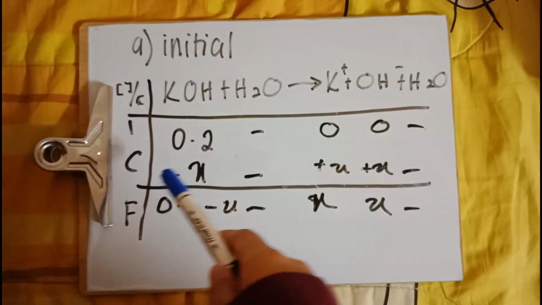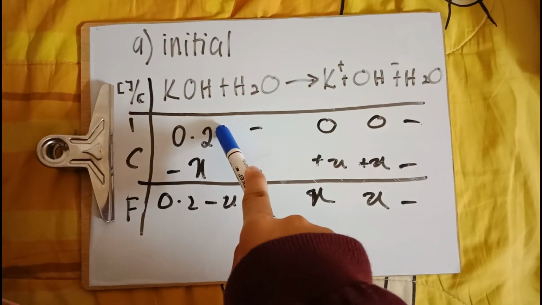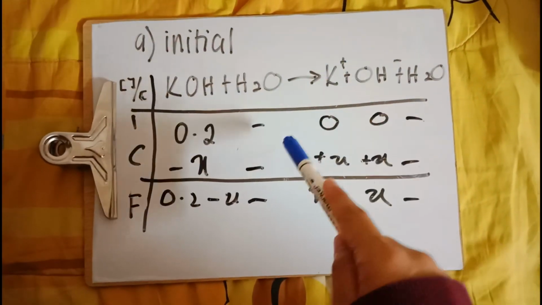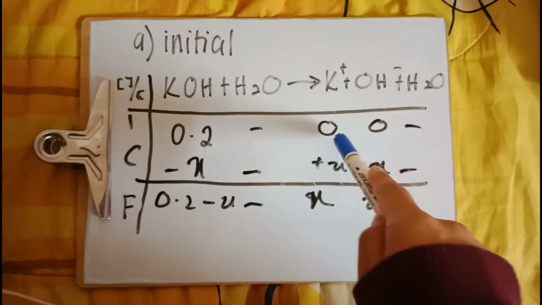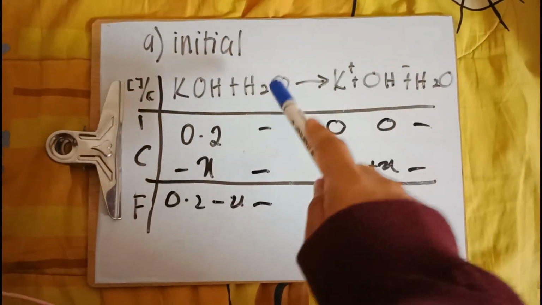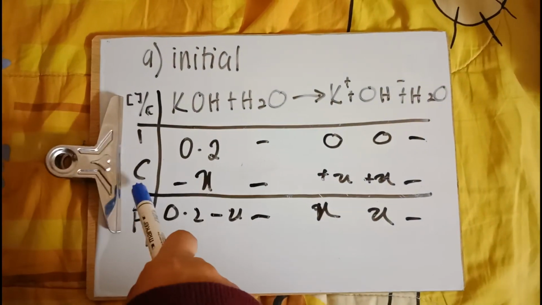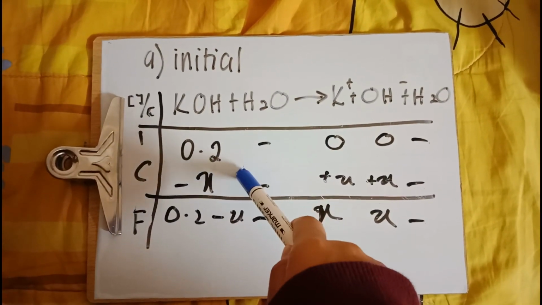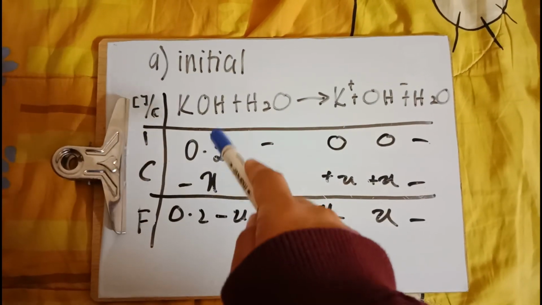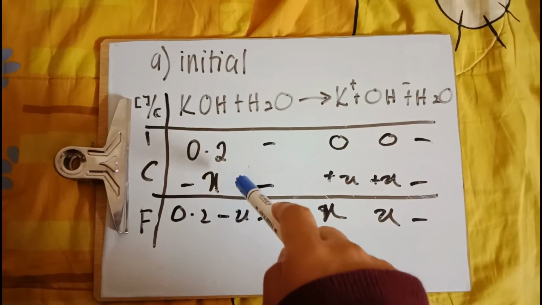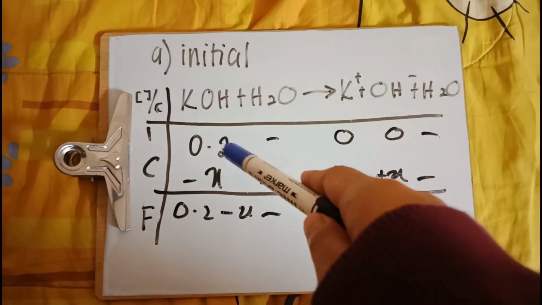In this ICE table, we put the concentration of KOH, that is 0.2 molar, at the initial. At the initial, only the reactant has a concentration. So for the products, we put 0 and 0, and the H2O will not give anything until the end. At the change, we put the variable X because we do not know how much concentration is being used. So we put KOH minus X, and the product will be plus X, because we will have to use the X.